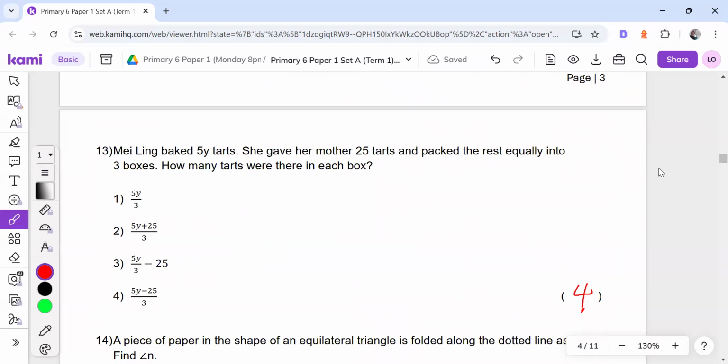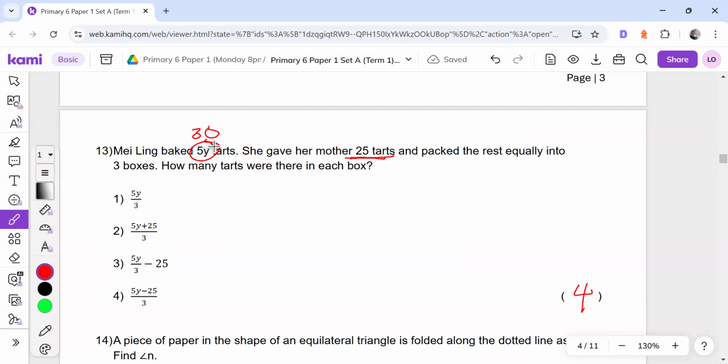Did you use the primary 3 method? Those who got the answer wrong, did you use the primary 3 method? What is the primary 3 method? It means that you change this into a number. Any number. What number do you want to give? It has to be more than 25. Cannot be less than 25. So give 30. Don't anyhow give a number. You still have to give a number that's logical. If you give the mother 25 tarts, then she must have baked more than 25 tarts. So just give a small number.